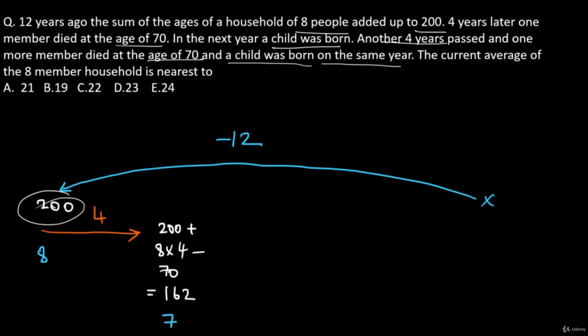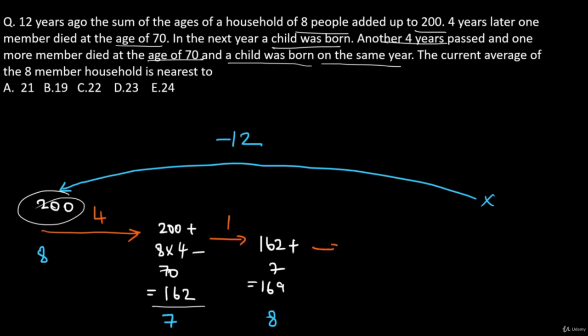household. Now it's mentioned in the question that one more year passes. So what's the total age at this point? That would be 162 plus 7, right? Because there are just 7 members at this time. So 7 into 1 is 7. So 162 plus 7 gives you 169 as the total, and the number of members is 8 because a child was born in this year.